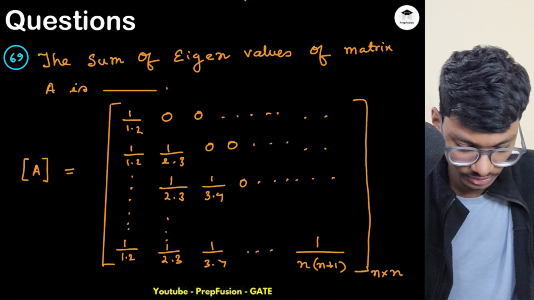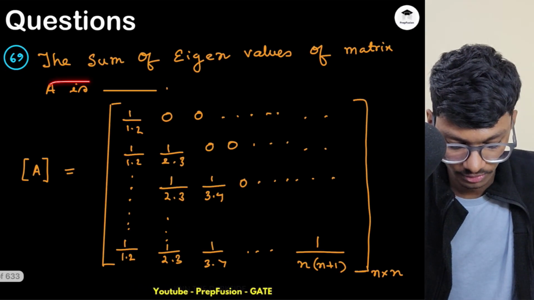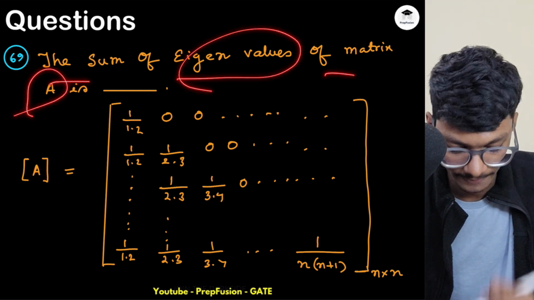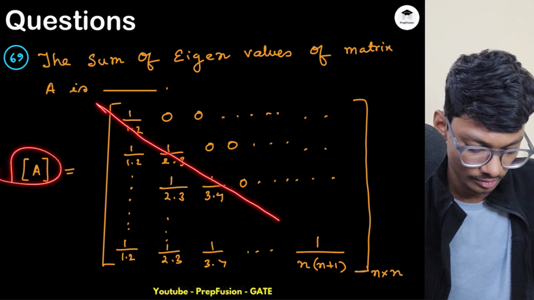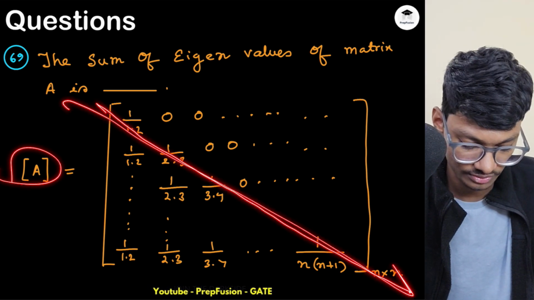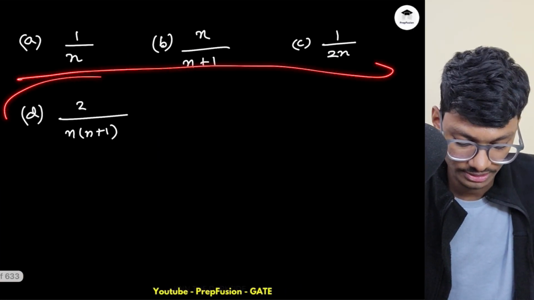Okay, now this is another question. We have to find the sum of the eigenvalues of matrix A. So what will be the sum of the eigenvalues? The sum of the eigenvalues of this matrix A will be the trace of A. Okay, trace of this matrix. So here it is given in terms of n.